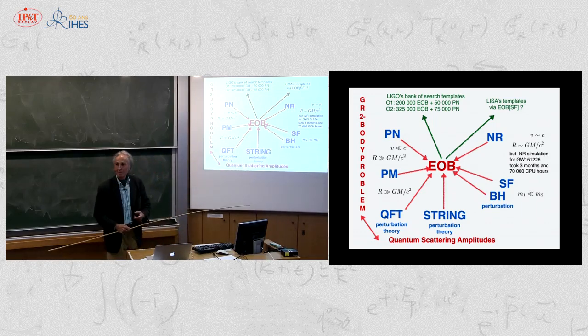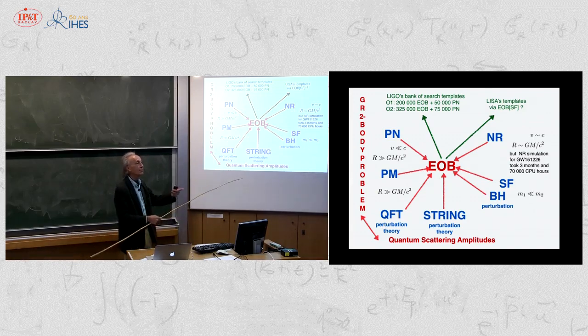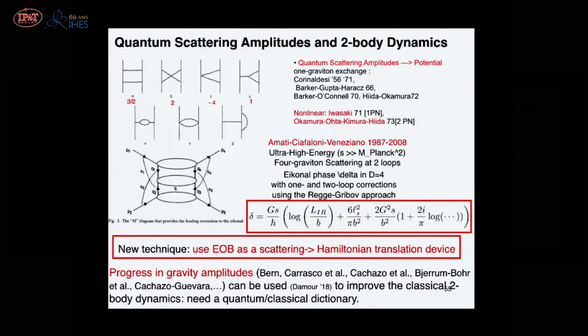Now, what I want to describe is a new avenue of research, which is the link with quantum scattering amplitudes. Recently, I have emphasized that the effective one-body method can be used as a medium to translate between results from quantum scattering amplitudes and LIGO-type physics. That is, say, you start from quantum scattering amplitudes under gravitational interaction, and you want to massage it to extract from it information useful for LIGO-type physics via the effective one-body method. So that will be the end.